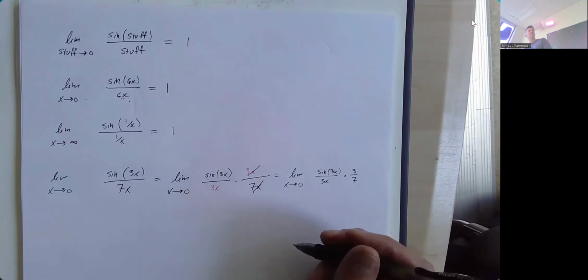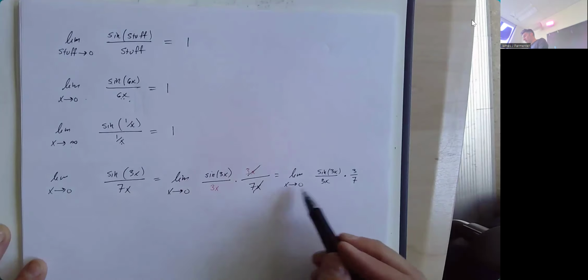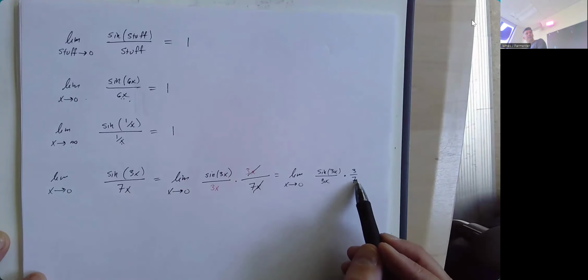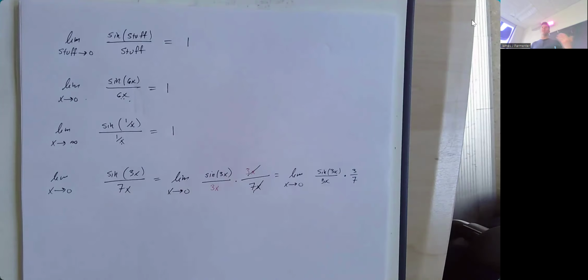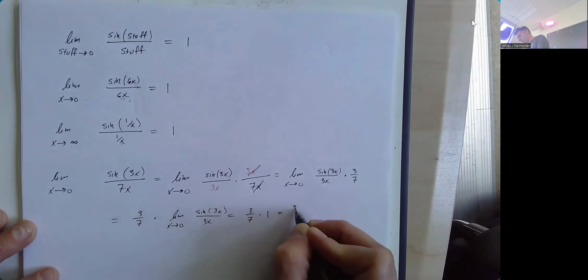But if you really wanted to, you could apply one of your limit rules. Limit rule that says the limit of a function times a constant, that constant can move out in front of the limit. This is equal to 3/7 times the limit as x goes to 0 of sine of 3x over 3x. And then that's going to be 3/7 times 1, which is just 3/7. But really, I feel like I've written like twice as much as I really needed to here.